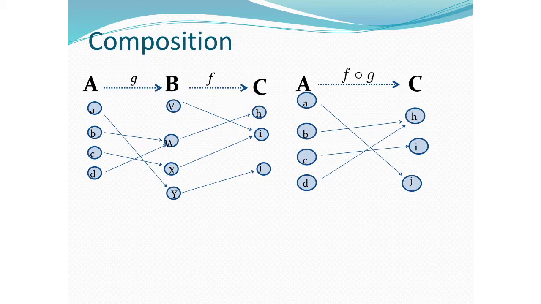Again, now what is g of B? w. Now what is f of w? h. So f composition g for the element which is the starting point, B, is h. Now take, for example, g of C. g of C is x. f of x is i. So f composition g of C is i. Take g of D, which is w. f of w is h. So f composition g of D is h.